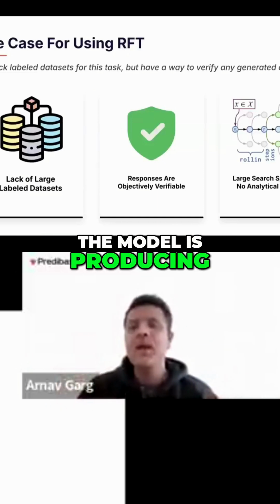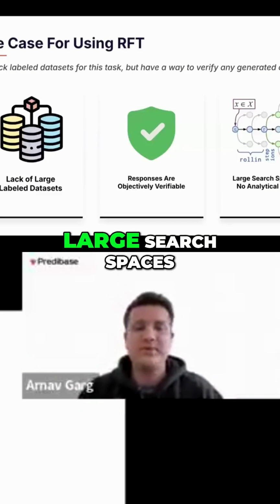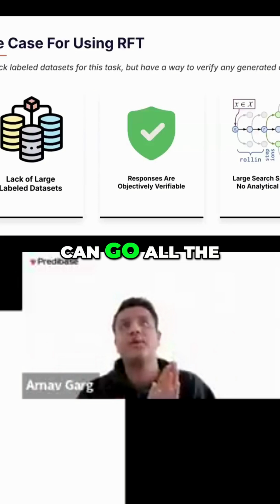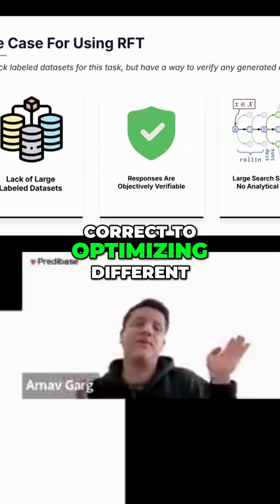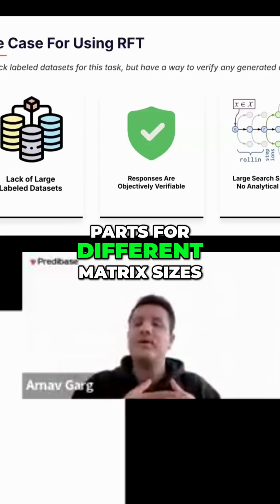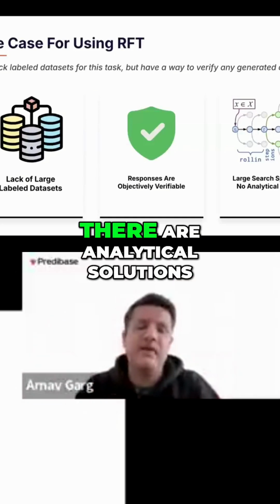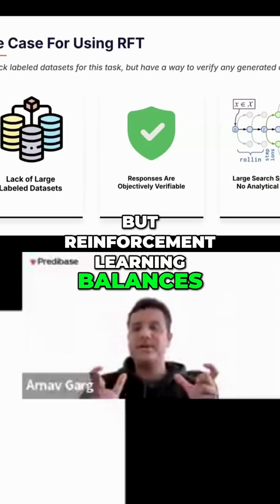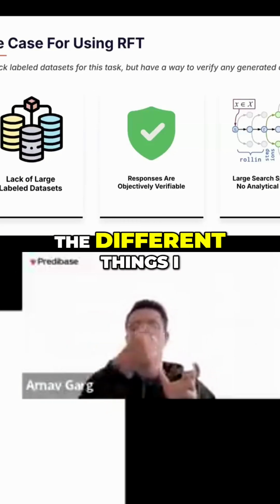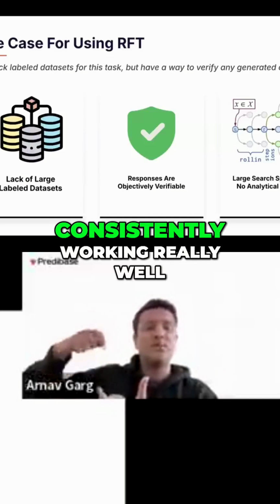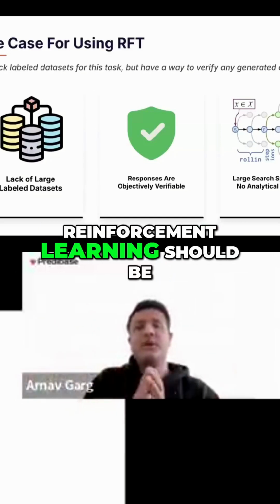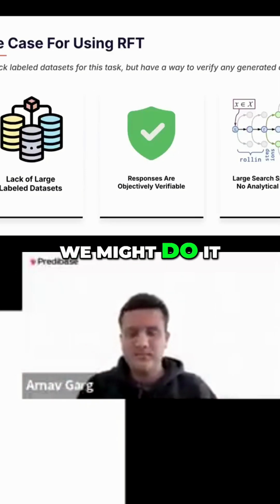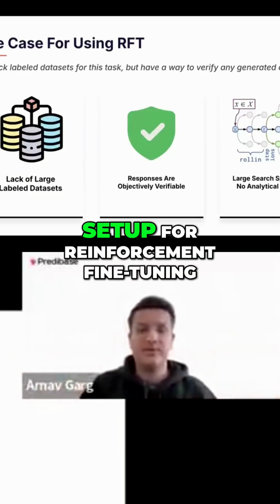And the third is large search spaces. This problem has many different solutions, because you can go all the way from getting it correct to optimizing different parts, and for different matrix sizes. And there are analytical solutions, but it requires very deep expertise. But reinforcement learning balances this idea of exploration, which is what are the different things I can do, with exploitation, which is what is consistently working really well. And reinforcement learning should be able to explore the search space in a very smart and efficient way compared to how we might do it. So all of these make it a really good setup for reinforcement fine-tuning.